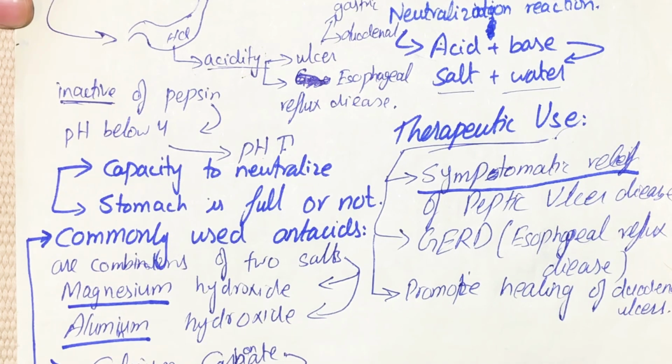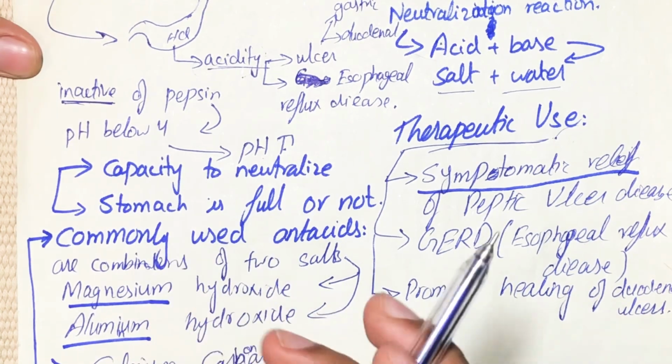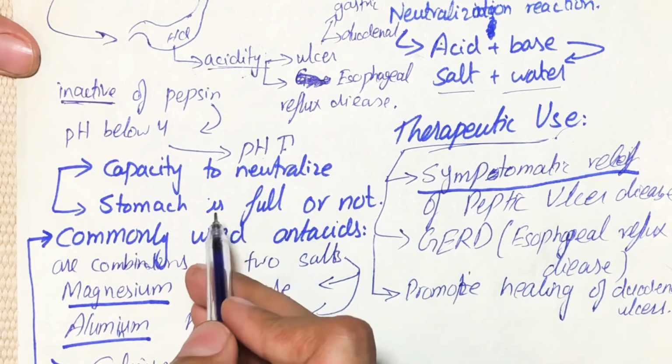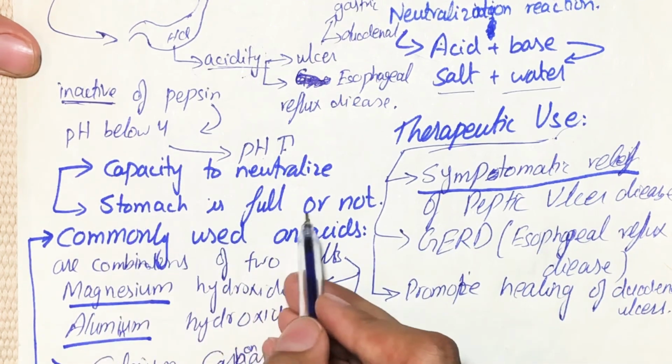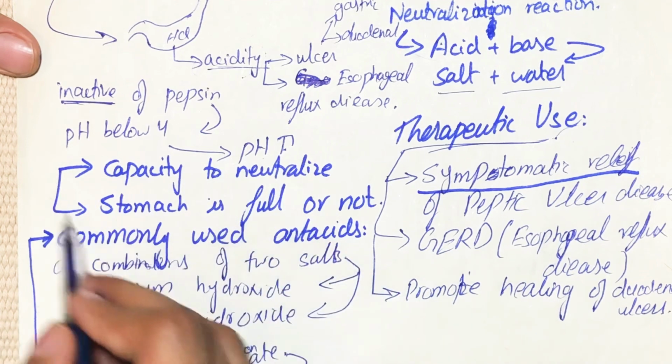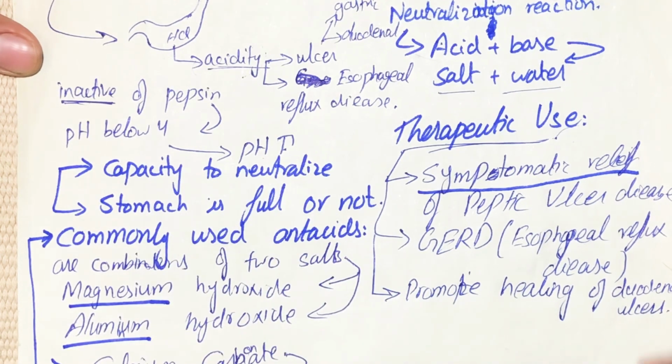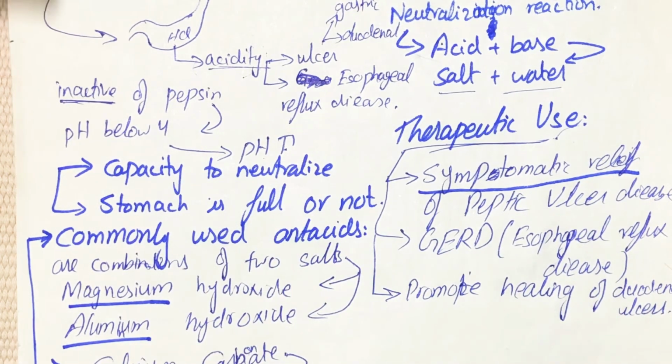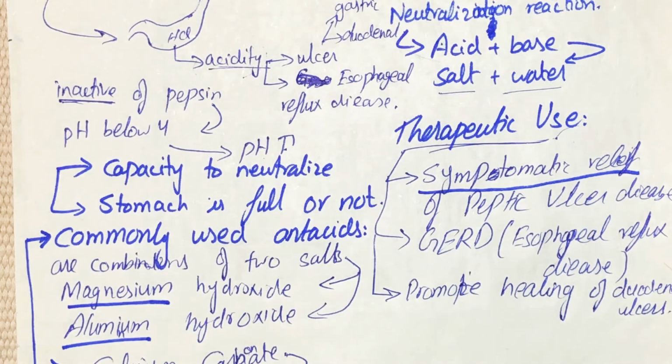Another thing to be remembered is that whenever you take or prescribe an antacid, it should always be taken when your stomach is full, because food digestion takes time and this will give the antacid more time for reaction activity, and thus it will increase the efficiency of the antacid.